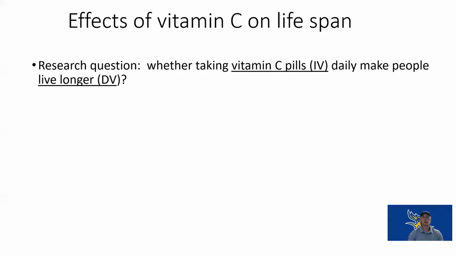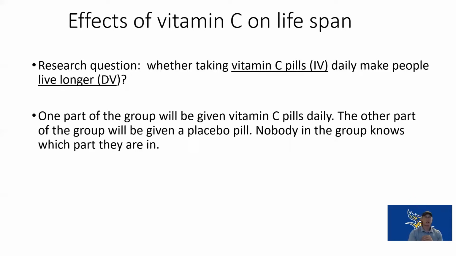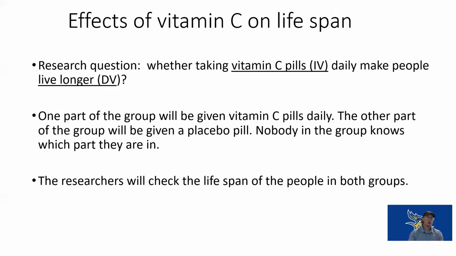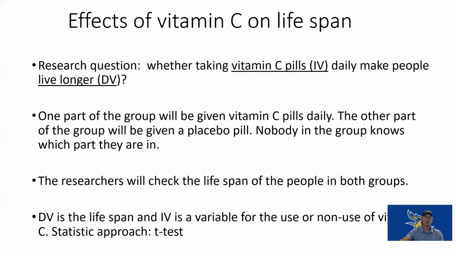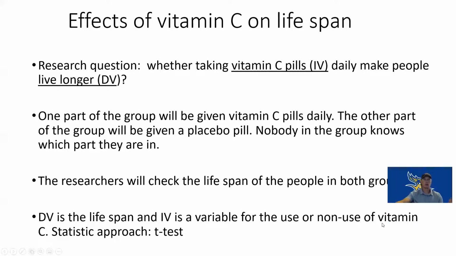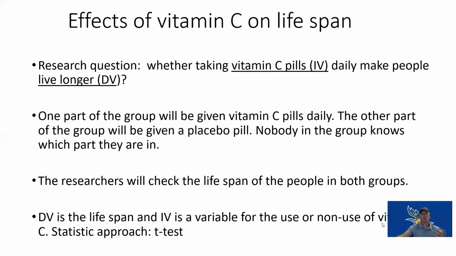So here's an example. Whether taking vitamin C pills daily makes you live longer. So we are taking our independent variable, which is do you take vitamin C pills or not, and our measurement is longevity. So do the people who take vitamin C pills live longer compared to the people who do not take vitamin C pills? Okay, so for example, to create this, we would have one group take them daily, the other would take maybe a placebo pill, and they don't know which group they're in, and we measure longevity. So the dependent variable would be their lifespan of vitamin use or no vitamin use, and we would use a t-test for our approach. We'll talk about t-tests a little bit later.